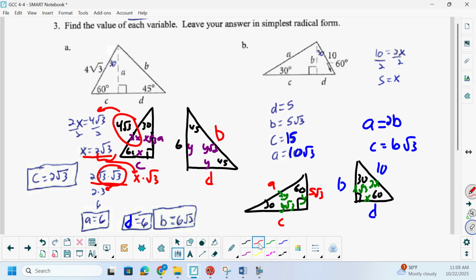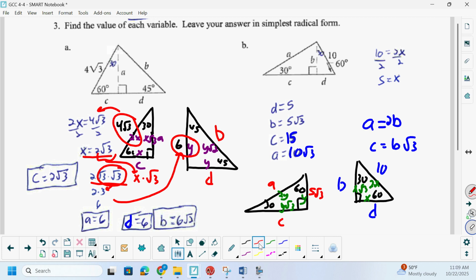Well, now moving over to the other triangle, which is a 45, 45, 90, we got that this side was 6 from the previous triangle. So now instead of x, I used y, because we can't use d because we have d in the problem. So I did y square root of 2. Find your side that has a number. We know y is 6, so d is 6, and b is just 6 square root of 2.